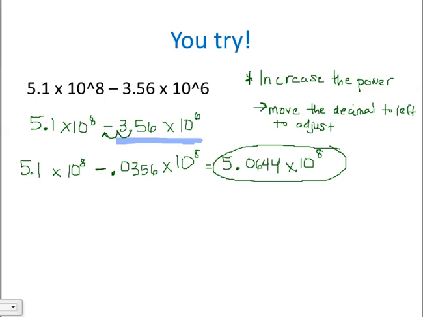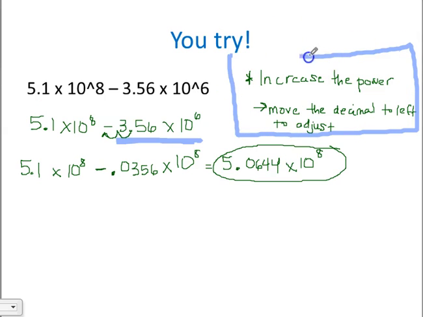Okay, so again, please make sure that you have these notes down. And I always, again, I'd like to see you bring the smaller coefficient up to the larger coefficient to make them match. And when you increase that power of the smaller one to make it match the larger one, you're going to move the decimal to the left to adjust.